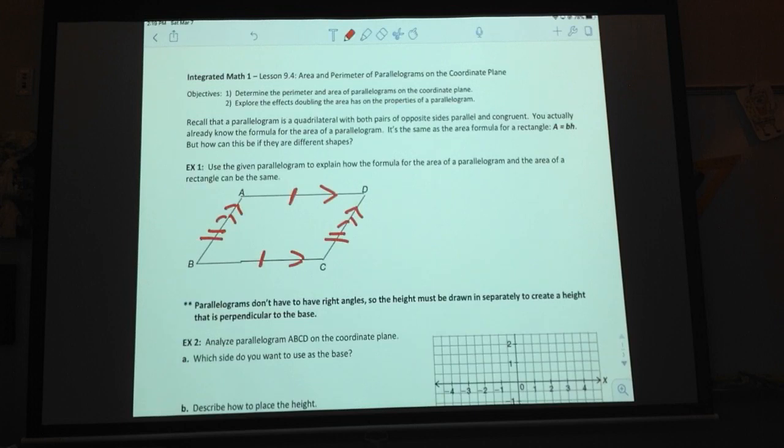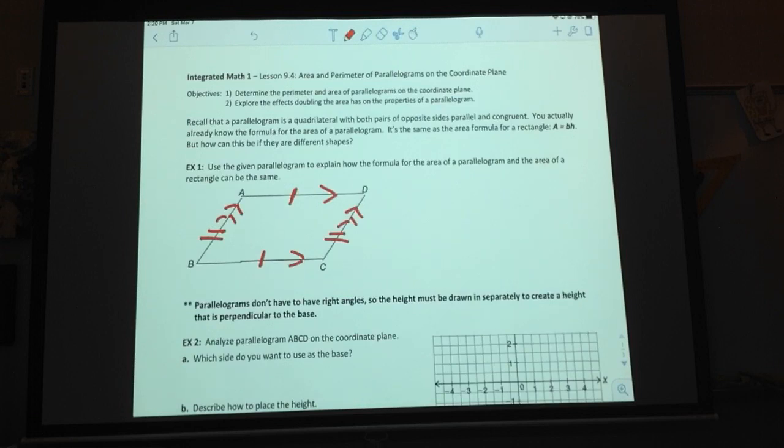You actually already know the formula for the area of a parallelogram. It is the same as a rectangle, and that is area equals base times height. Alright, but how can this be if they're different shapes, right? Well, I'll show you. We're going to use the given parallelogram to explain how the formula for the area of a parallelogram and the area of the rectangle can be the same.